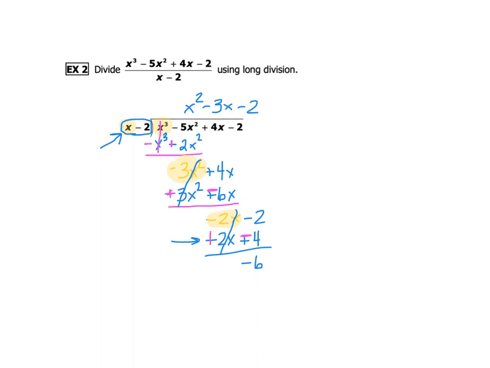So we're out of terms to keep bringing down, and that's how you know you're done, is when you're out of terms that you can bring down. And our answer to this problem is x squared minus 3x minus 2 minus 6 over x minus 2.